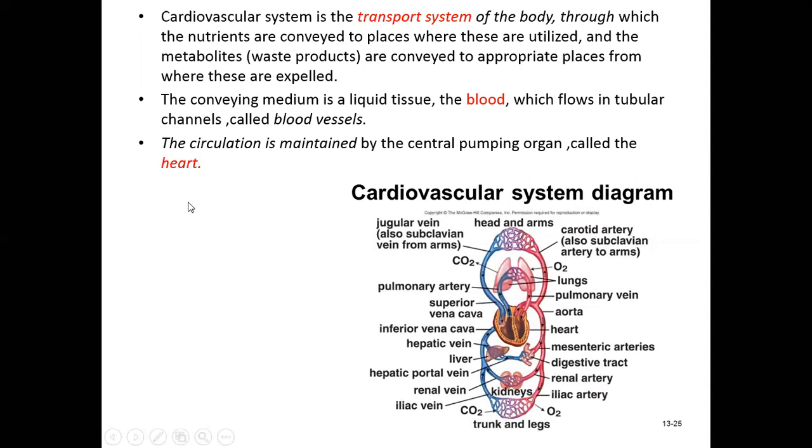Circulation is maintained by the central pumping organ, which we already mentioned, that is heart. So heart pumps the blood, it goes to different parts of the body, tissue level, comes back to the heart via another channel. So these channels which take the blood to the tissue are called arteries. Aorta is a type of artery. Now similarly, the channels which take the blood from the tissue to the heart are called veins. There are big veins which are called vena cava.